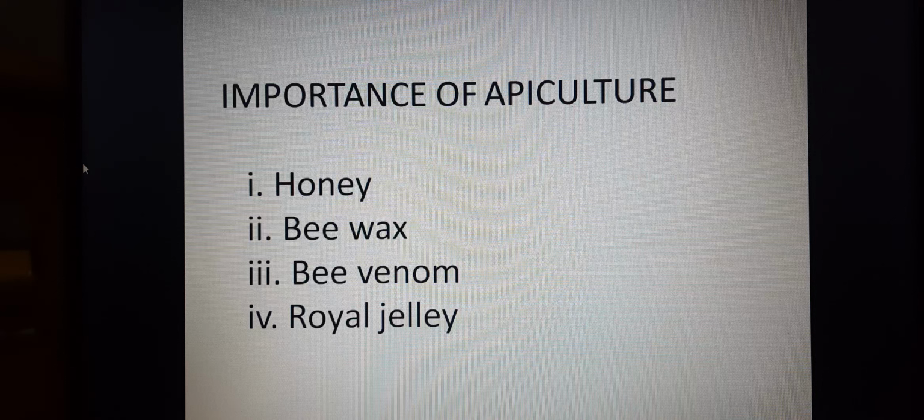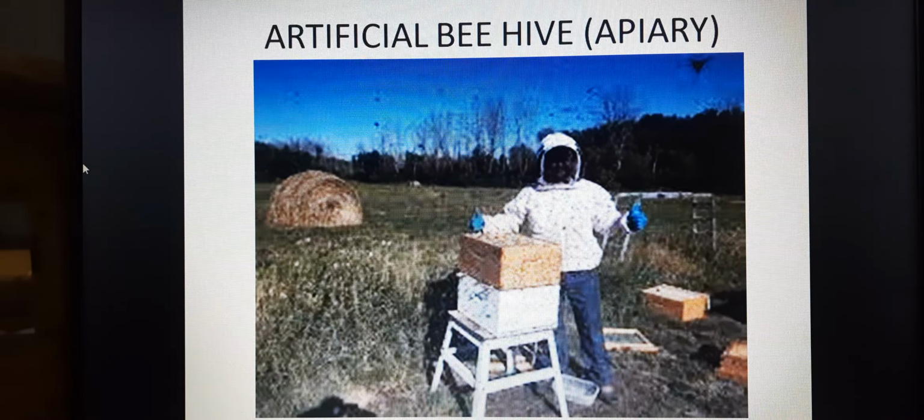The importance of apiculture is getting honey, bee wax, bee venom and royal jelly. Bee wax we use for different purposes like boot polish and other cosmetics. Bee venom is used for medicines. Royal jelly is secreted by the honeybee and it is very costly; it is used as medicine. This is an artificial beehive. A person is collecting the honey.